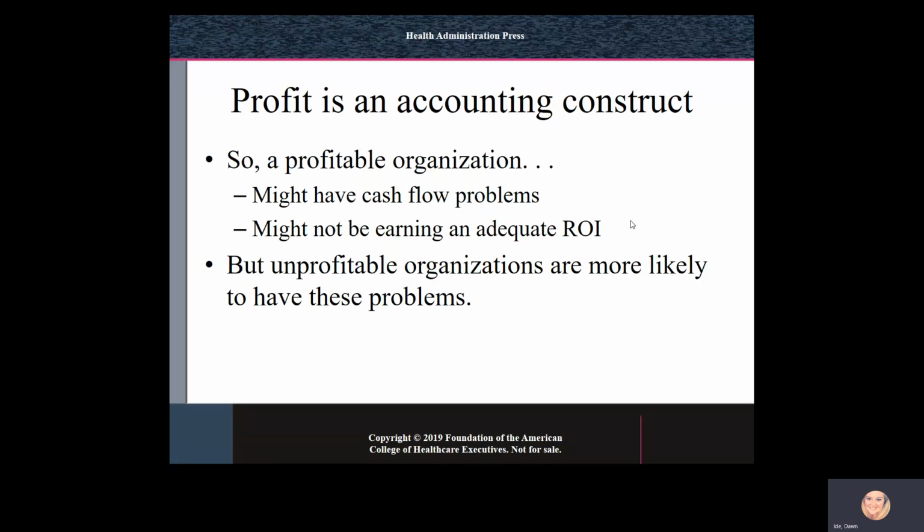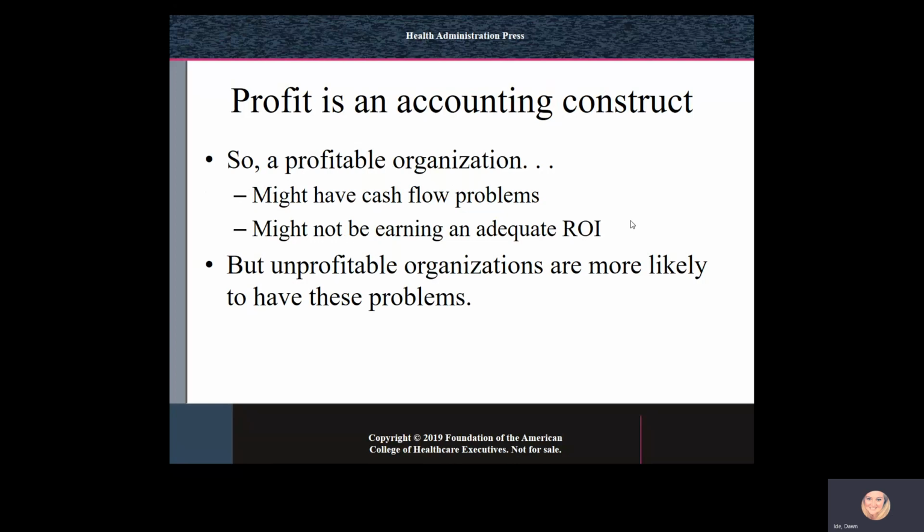So a profitable organization might have cash flow problems and might not be earning an adequate return on investment. So that's something that you have to remember. And return on investment means, how much are you getting back once you have all of your things taken into consideration. And we'll look at it as we go through with examples. But unprofitable organizations are more likely to have those problems.